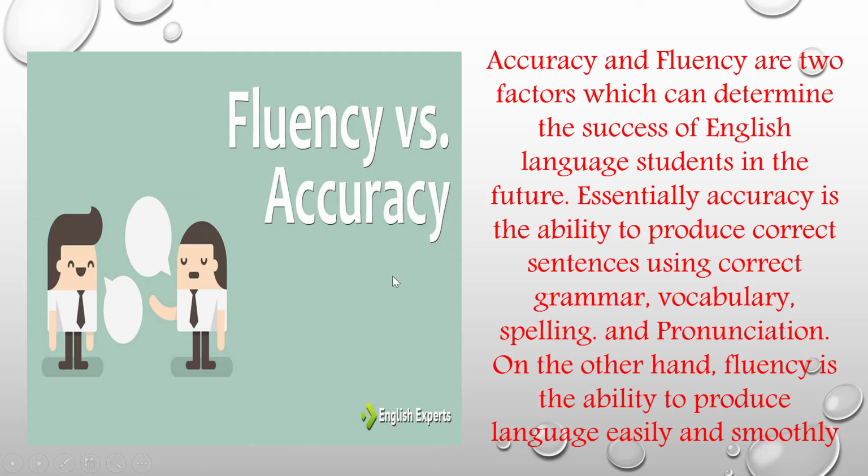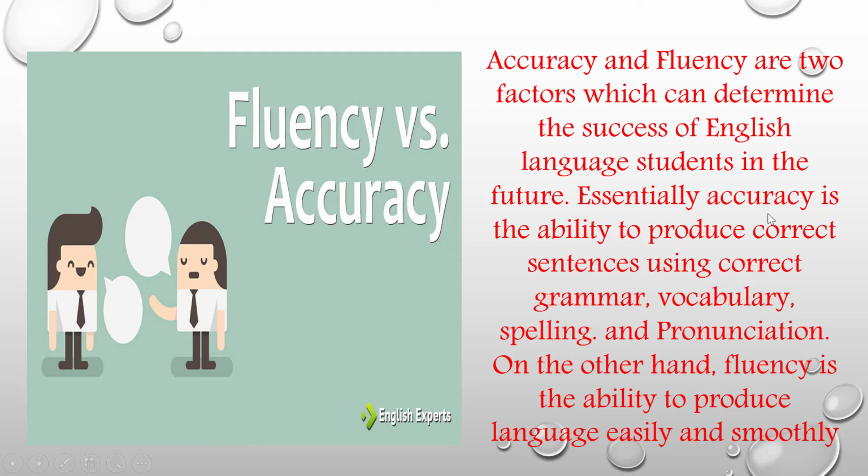Okay, in this slide inshallah, we're going to get to know what is meant by fluency and accuracy. Accuracy and fluency are two factors which can determine the success of English language students in the future. These are two very important factors that can help determine whether the student is successful in learning English or not. So these are two very important factors of teaching English that all teachers must focus on.